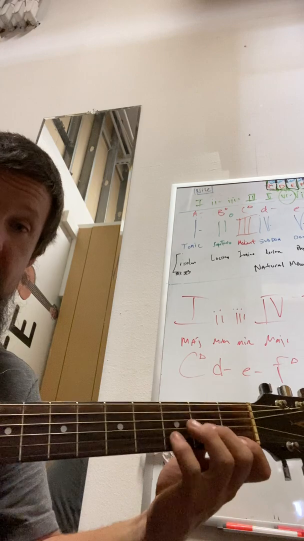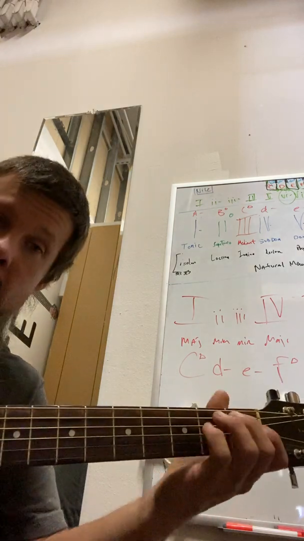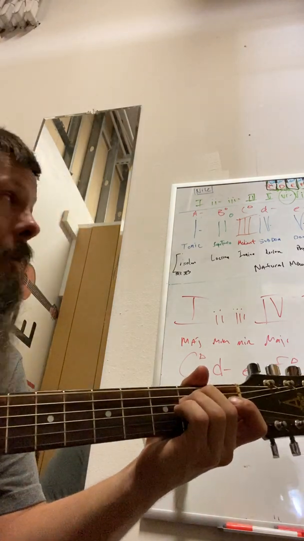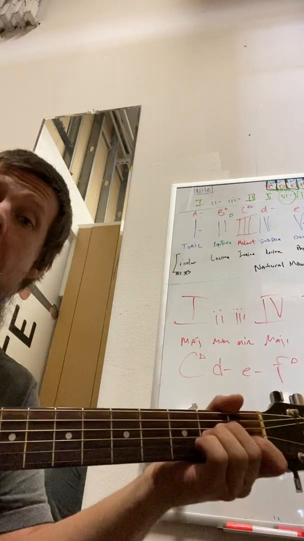After a C, we'd have a D minor. After a D minor, we'd have an E minor. After the E minor, we'd have an F major. After the F major, we'd have a G major, and then we would resolve back to our minor.